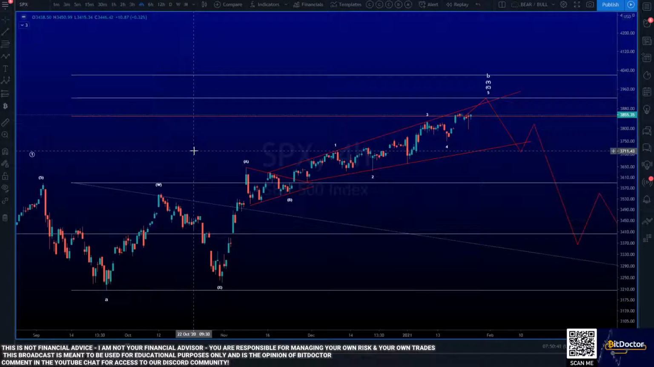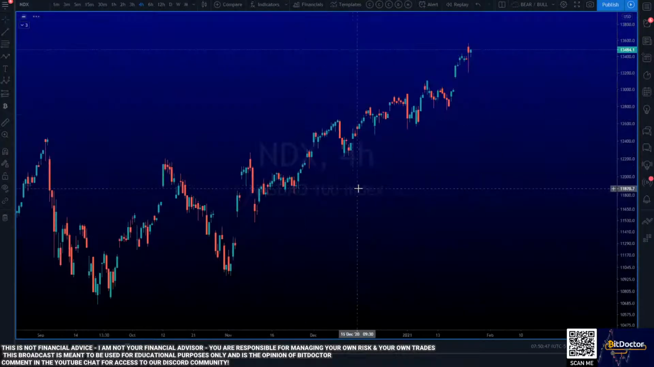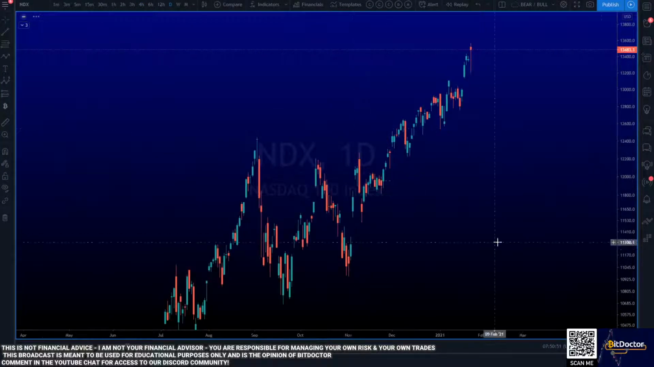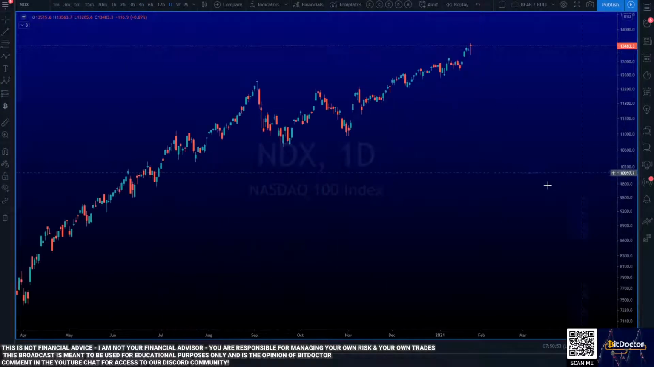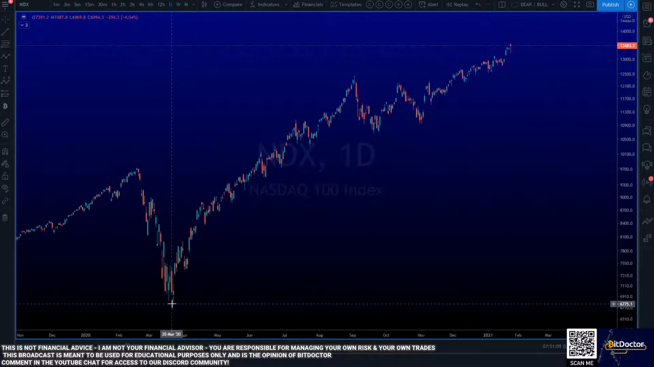So NDX should follow very similar, very similar. So let's take a look at NDX, and I'm going to do it on the daily. We're going to do NDX on the daily because, again, it's going to be very similar. Things are going to rhyme pretty well. I'm going to start in March of 2020. Okay, so we're going to start down here on these lows.